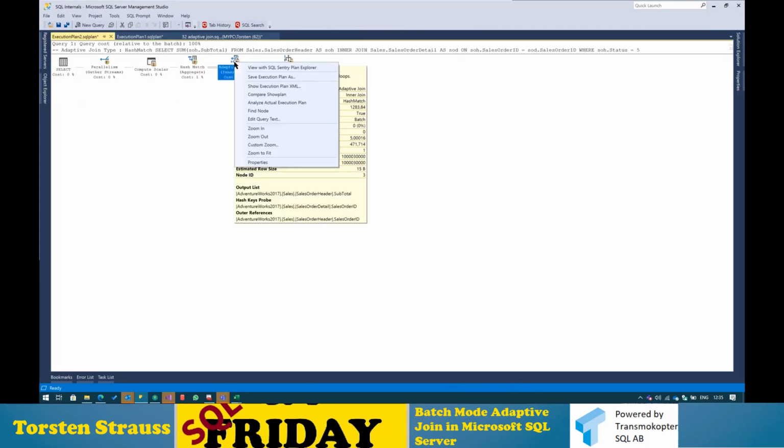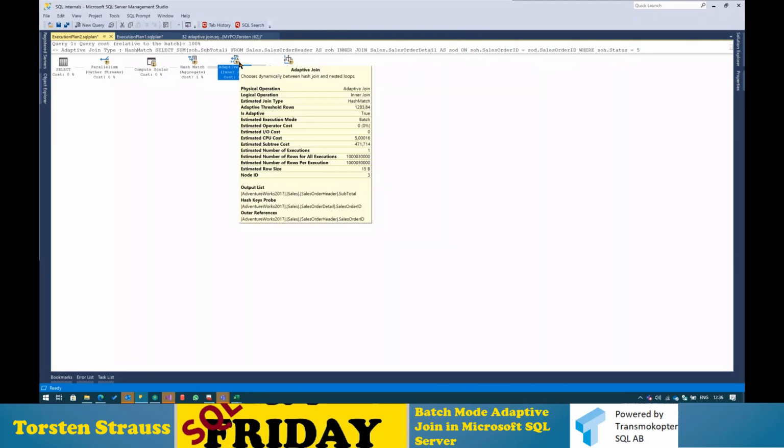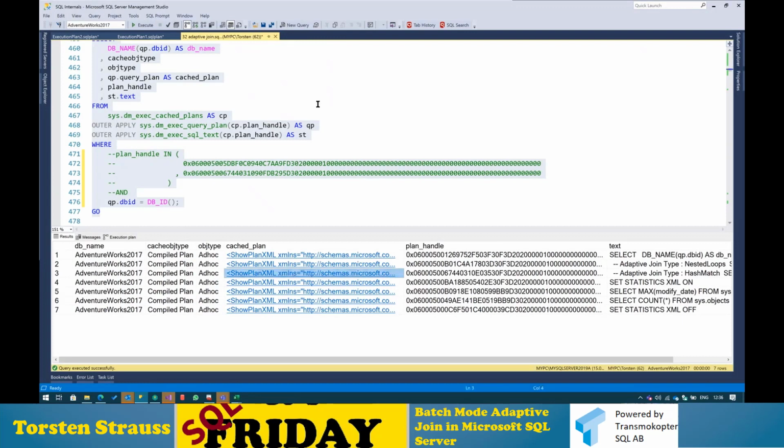And we have another one, which is the estimated join type and the physical join type, the estimated join type, which is the hash match. So that means when SQL Server implements an adaptive join, we will end up with more than 1 plan in the procedure cache. I wouldn't be very scared about plan pollution here, but at least it is worth understanding that SQL Server actually has 2 plans which can be reused, because those plans are part of the procedure cache in order to avoid recompilation.